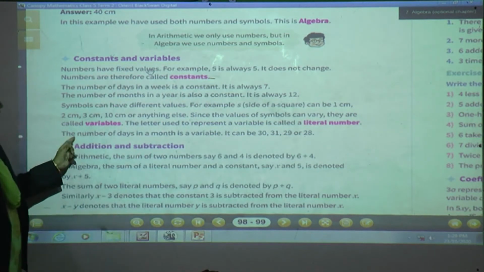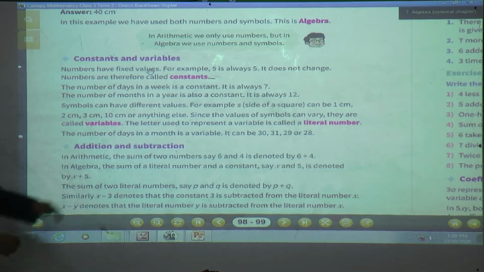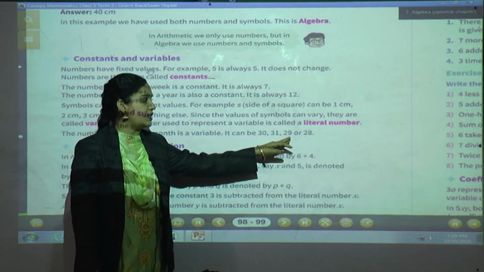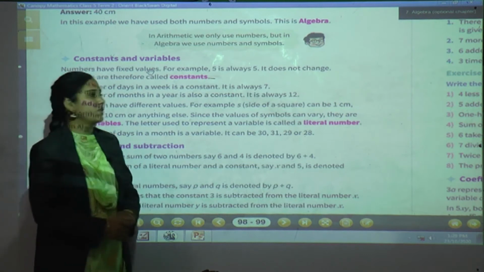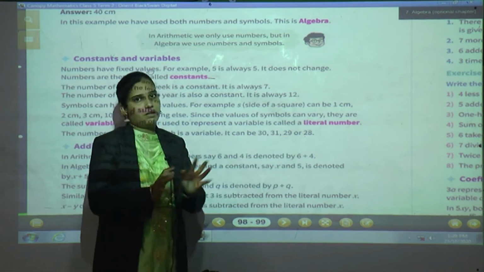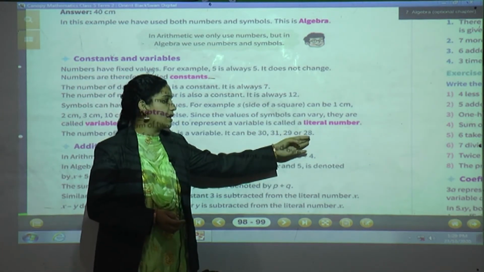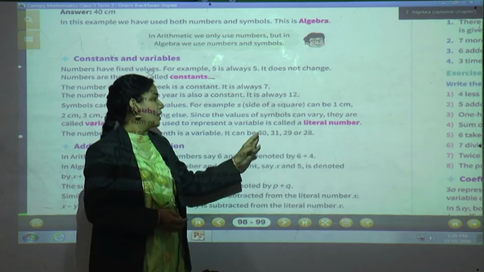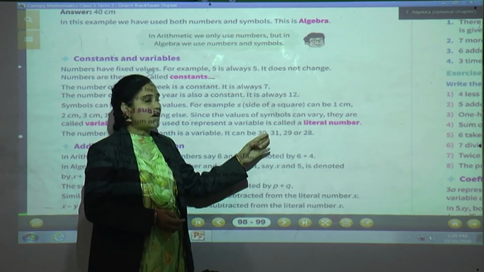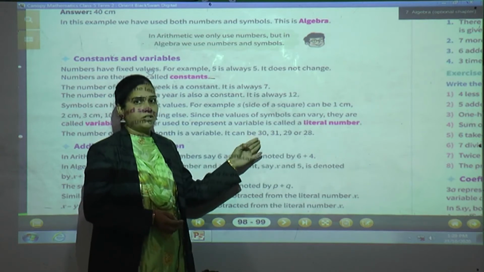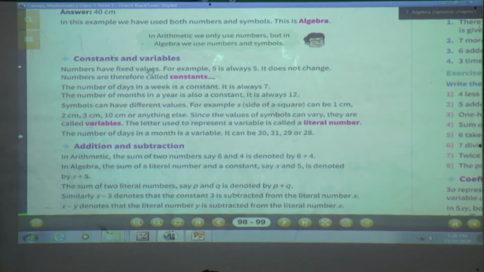Now the number of days in a month is variable. See students, it can be 30, 31, 29 or 28. In February, in a leap year, the days of February are 29. In other years it will be 28. January has 30, January 31, March also 31, in April it will be 30. That means they are variable. So all of you understood now what is meant by constants and variables.